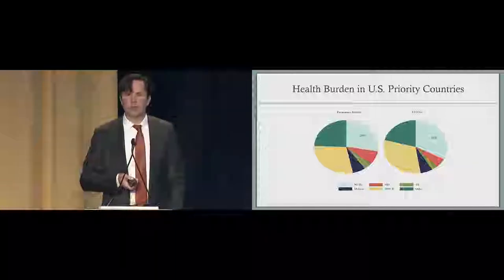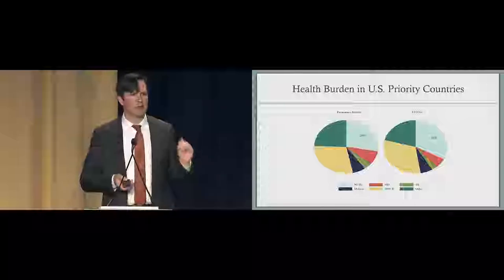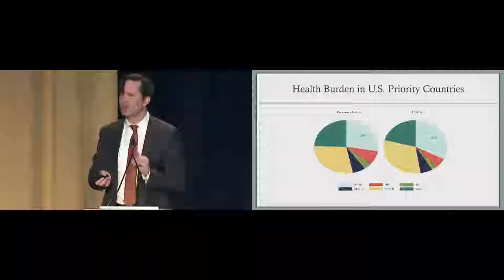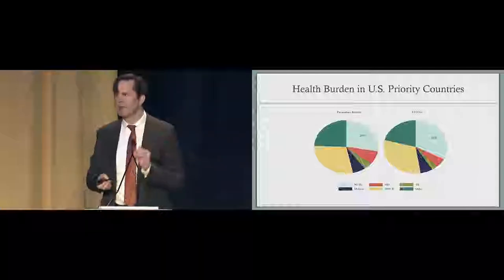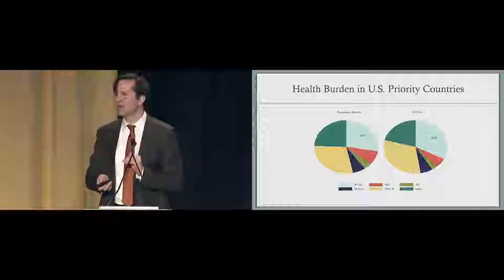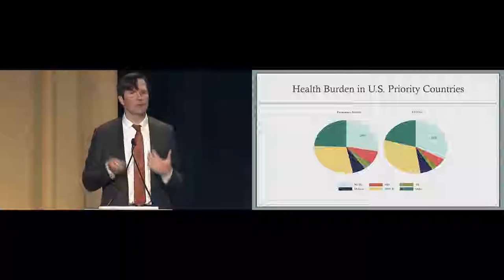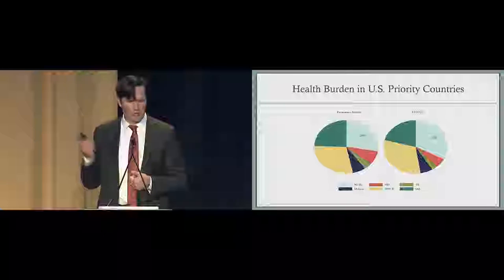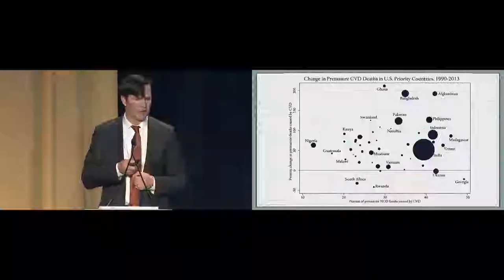So the premature burden, again, 59 and younger, from NCDs in the same 49 countries where the U.S. spends $5 million or more is six times greater than it is for HIV. It is almost twice as great as it is for HIV, malaria, and TB combined. Same countries. So if we care about these countries, we care about their governments and the fortunes of those economies and their people, we should care about NCDs.